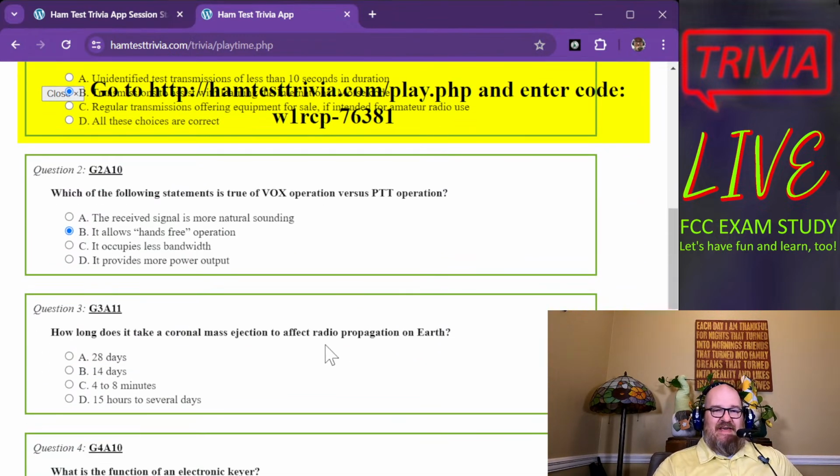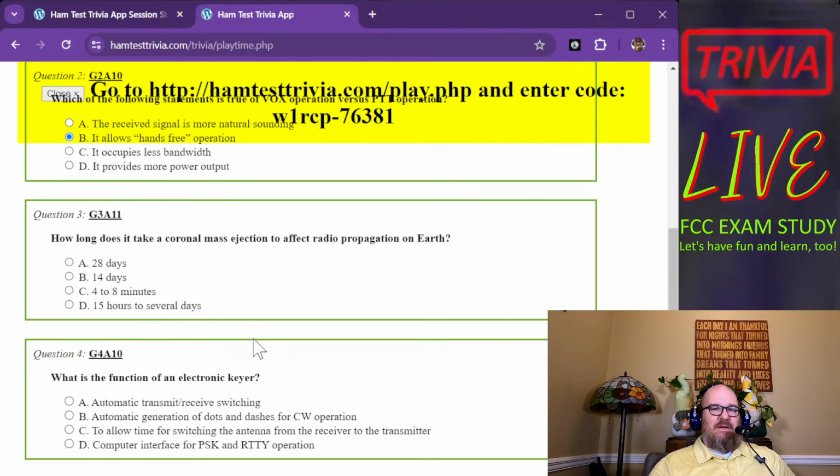How long does it take a coronal mass ejection to affect radio propagation on Earth? Gonna say 4 to 8 minutes. As soon as it happens, we get it big time. And those of us that like to play radio during the day, we notice.